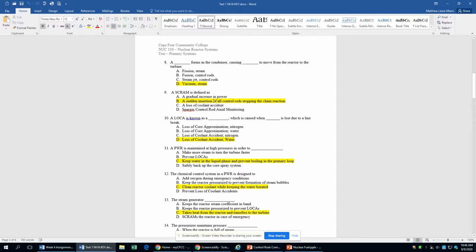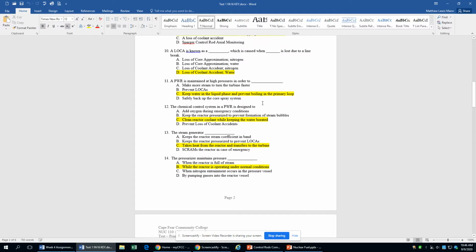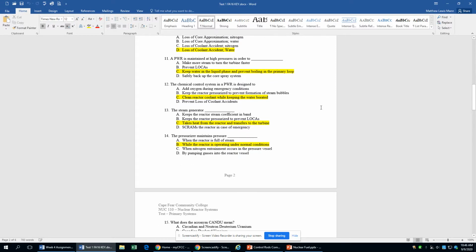A scram is defined as a sudden insertion of all control rods, which stops the chain reaction. A LOCA is a loss of coolant accident, where we have a leak and water is getting out of the reactor. So a PWR has a higher pressure because the steam will boil at a higher temperature then. So it's going to keep all that steam in the liquid phase.